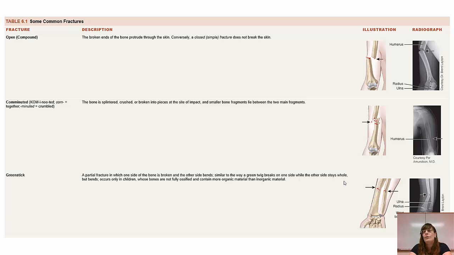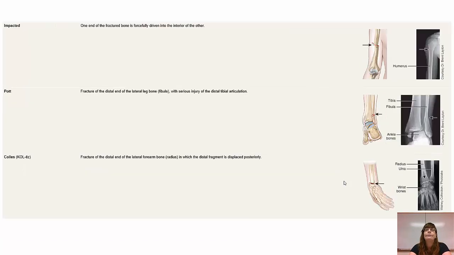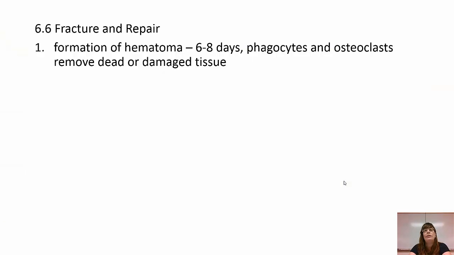Greenstick is a partial fracture. One side fractures, the other side does not. This is common in collarbones in children. So it bends and then just one side cracks. Impacted: one end is forcibly driven into the other. Pott's fracture often happens when you're walking and twist your ankle a little bit. And Colles fracture often happens when you're trying to break a fall. If you're falling, you put your hands out as an instinct, and oftentimes a Colles fracture will occur.